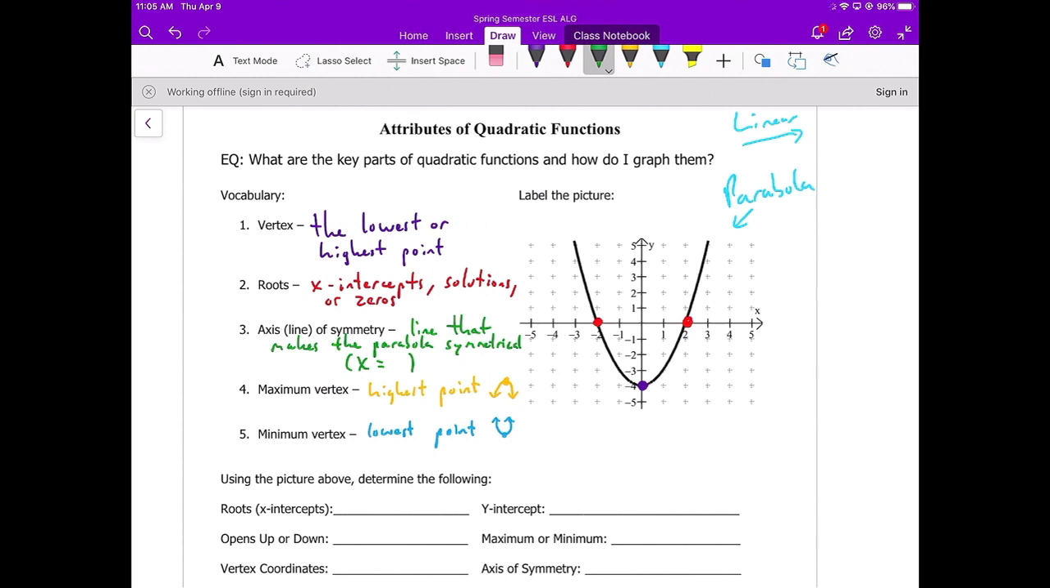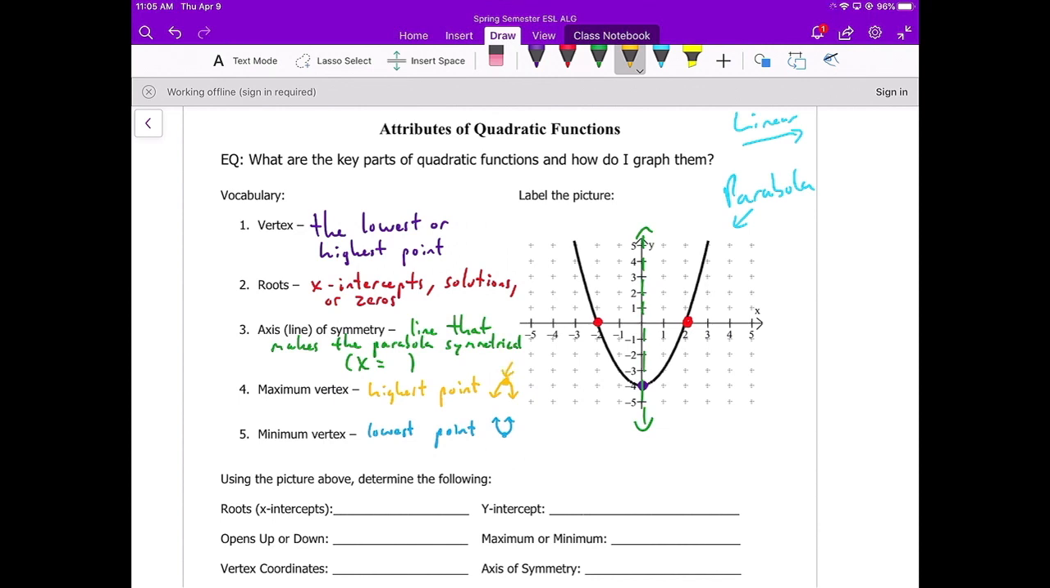And a line of symmetry is a line that makes the parabola symmetrical. So think of it as an invisible line that would cut it down in half. So I'm drawing that there in green. That's right down the middle. The maximum vertex is in gold. We don't have one of those, but if the parabola were upside down, it's the highest point right there.